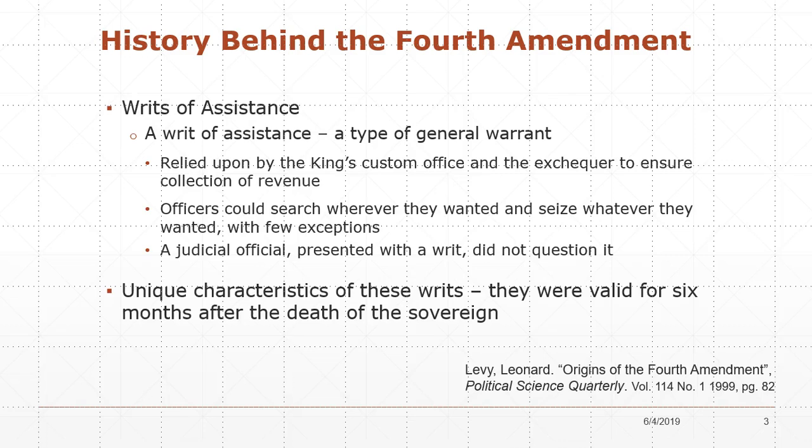The writs of assistance was a type of general warrant, relied upon by the King's Customs Office and the Exchequer to ensure the collection of revenue. Officers could search wherever they wanted and seize whatever they wanted, with few exceptions. And a judicial official presented with a writ did not question it.